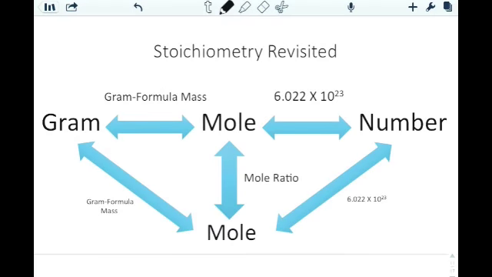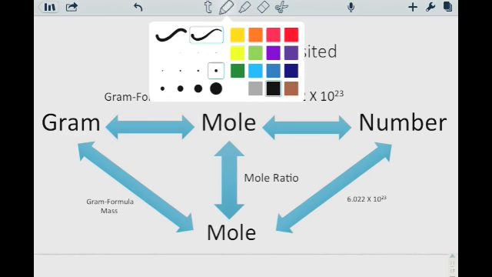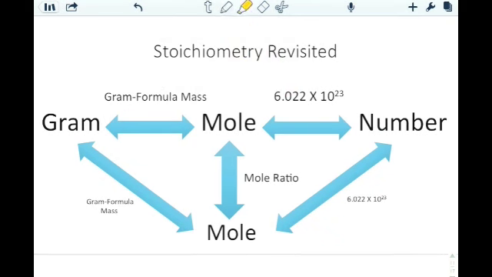Alright, so now we know how to use the mole ratio. So we're going to look at how that mole ratio plays into other parts of our stoichiometry. Main thing when we're working here, we've seen this part before when we worked with just the mole and grams and atoms or number. We saw that before. The only thing that we've really added is the mole ratio.